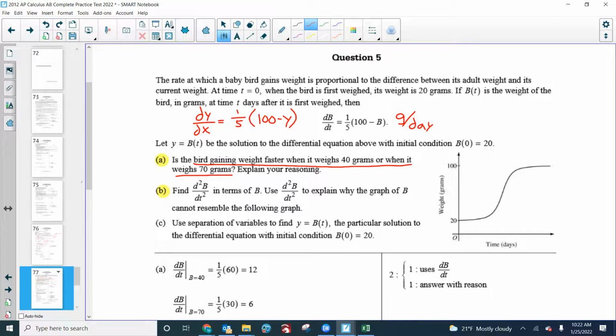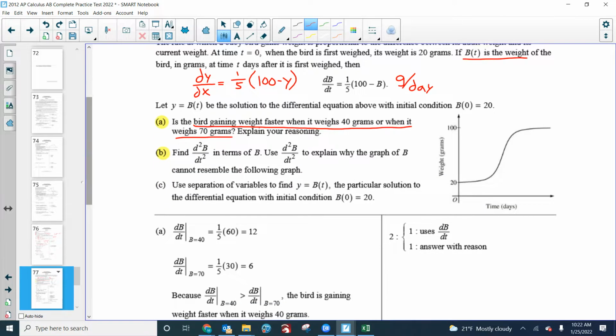What's the problem? Well, back up. What's capital B stand for? The weight. So B of t is the weight. Well, aren't we going to plug in 40 for B? You okay with that? 100 minus 40? 60. A fifth of 60 is 12, I believe. Yep. 12. We didn't have to put units, but what are they? Grams per day. At a weight of 40 grams. All right, 70 grams, 100 minus 70 is 30. A fifth of 30 is 6 grams per day.